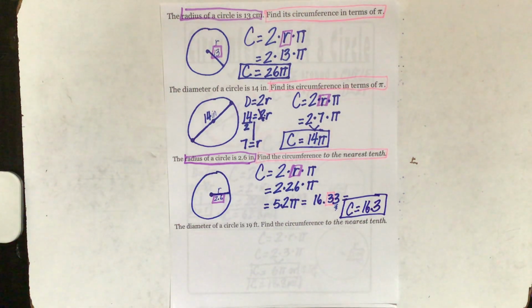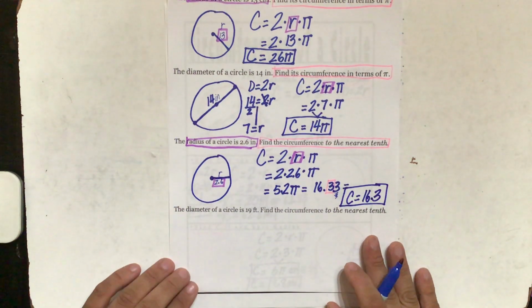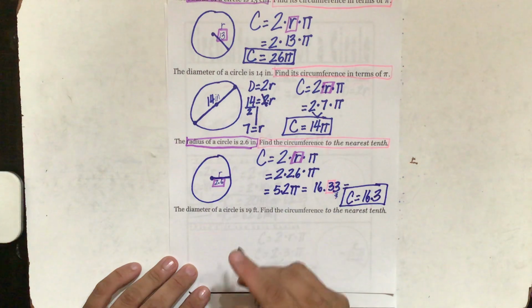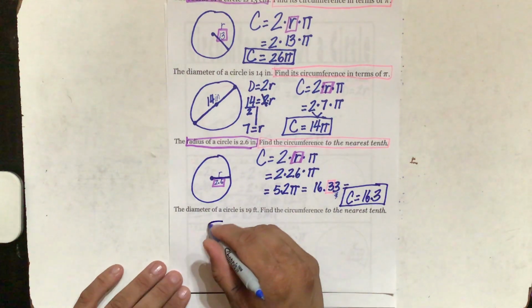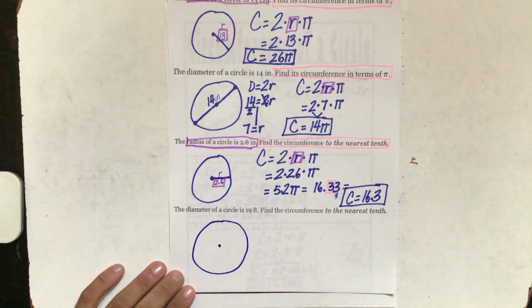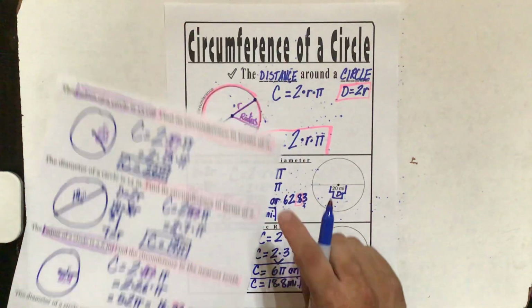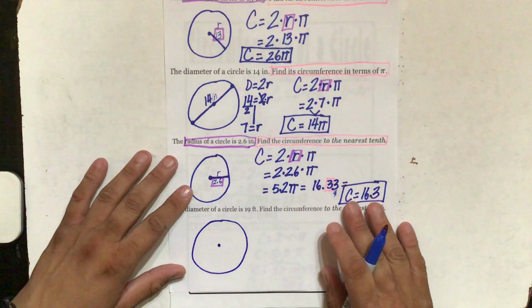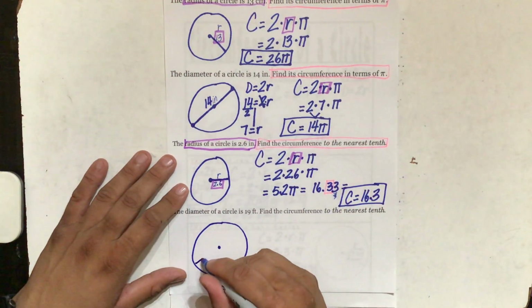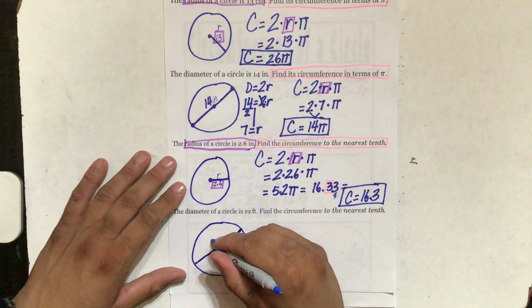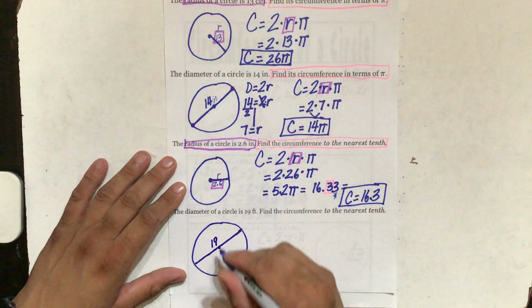And finally, we're going to do one more example right here. It says the diameter of a circle is 19 feet. So let's draw our circle. Let's draw our point in the middle. The diameter goes from one side all the way to the other, going through the center. This is 19 feet.